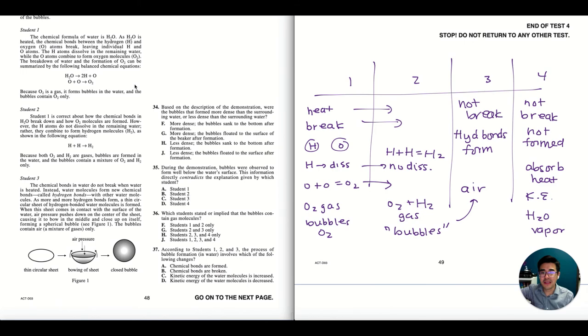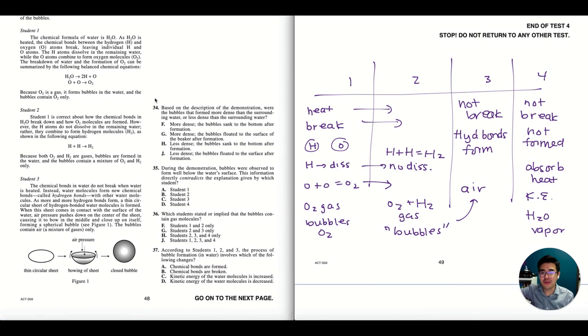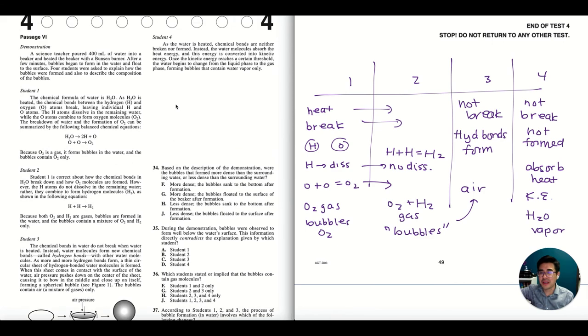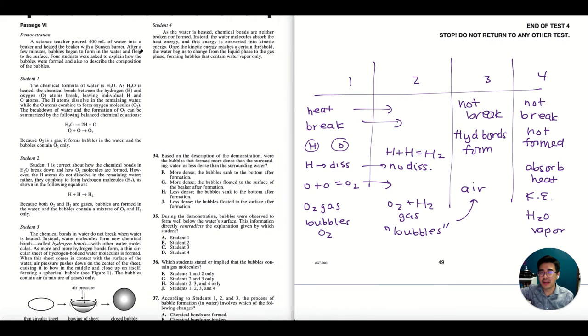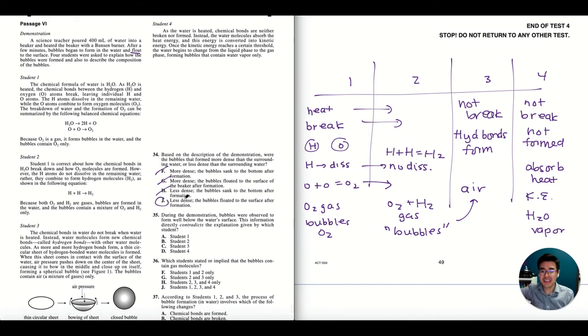Okay. 34. Based on the description of the demonstration, were the bubbles that were formed more dense? Well, the bubbles are floating, right? Yeah, it says float up there. So that's pretty easy. Floating means they're less dense. More dense means sinks. And it didn't sink, right? It didn't sink.